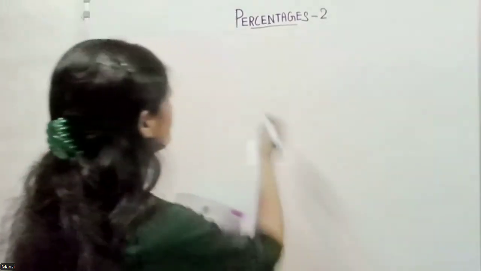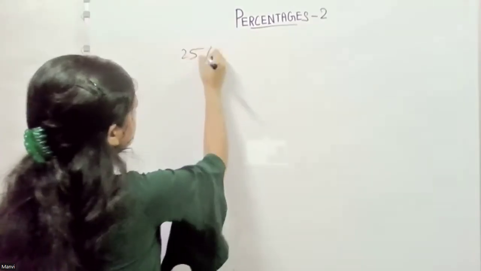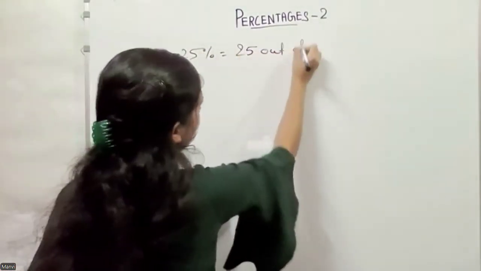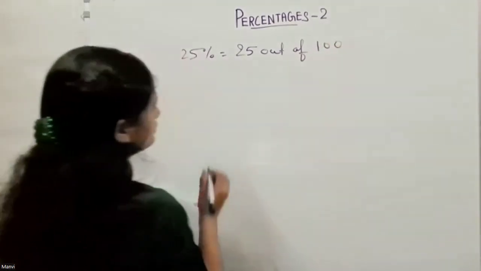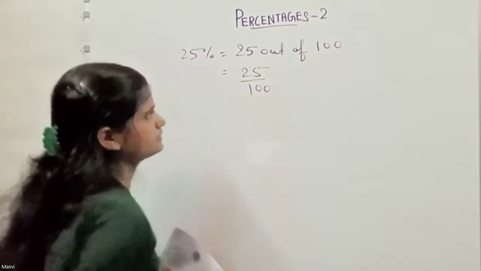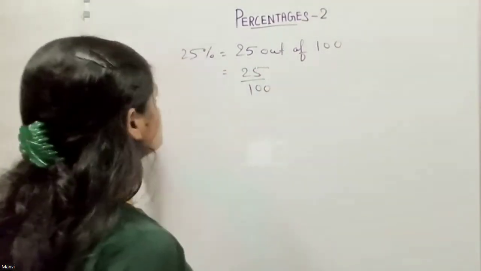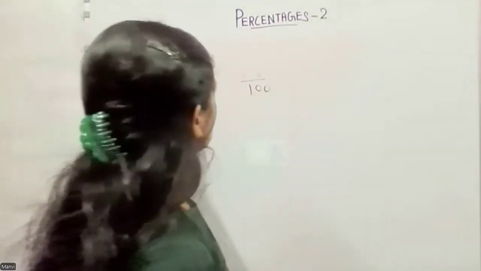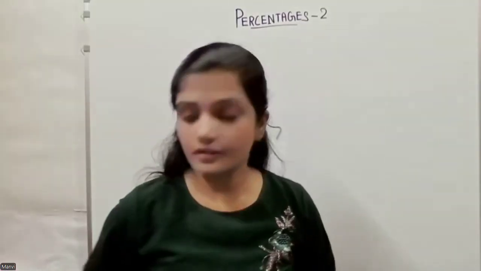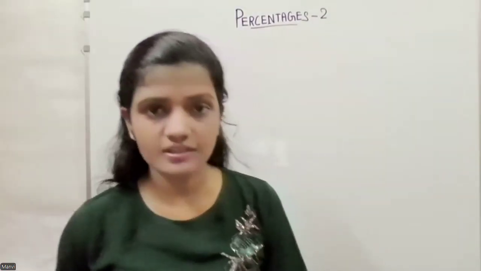So if I write 25%, this means 25 out of 100, which can be written this way, 25 by 100. So there are two ways actually. One is how to convert any fraction into percentage and how to convert percentage to fraction, right?